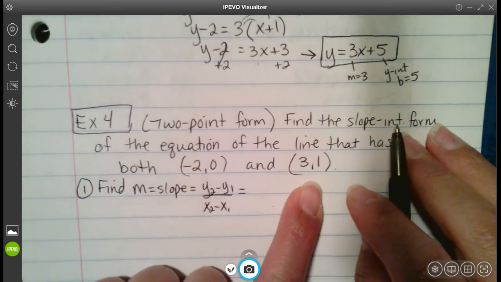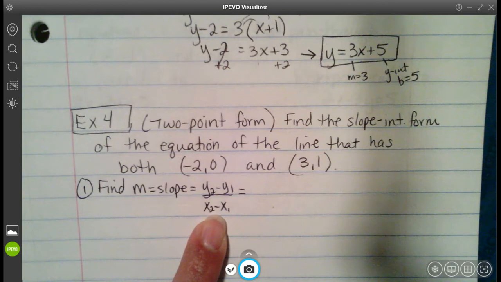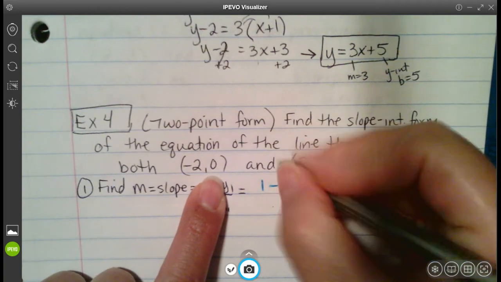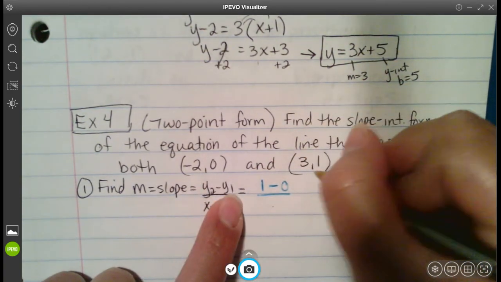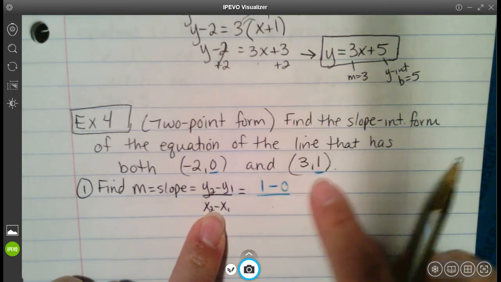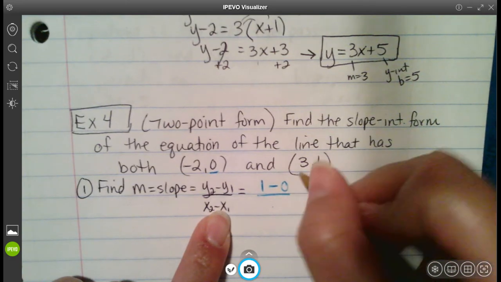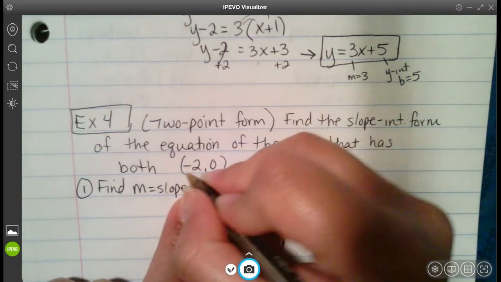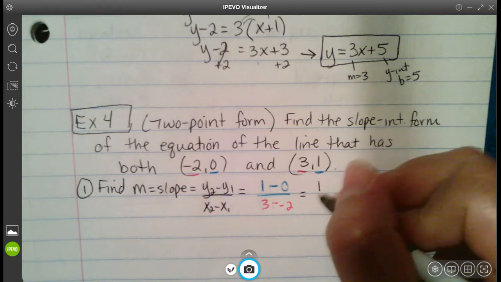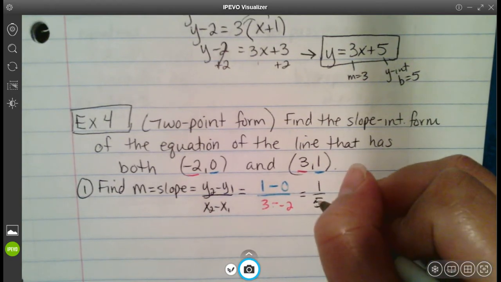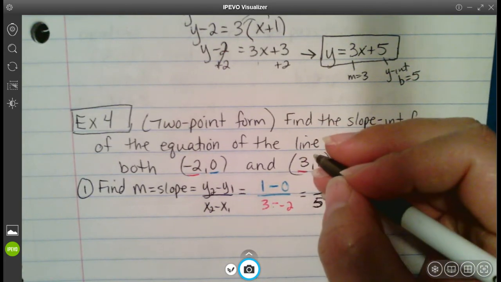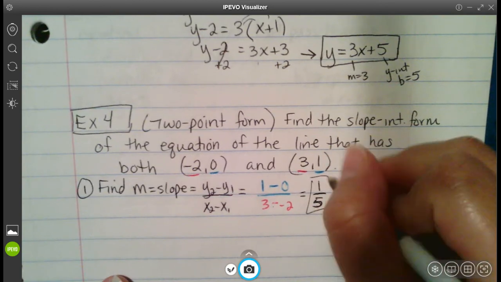If I say that this one is the second point, I'm going to use the 1 first. So it would be 1 minus 0. So I'm looking at my y values, and I can underline them. Okay, look at my y values first. Then I'm looking at the x values. Since I started with this one, I have to do this one first. So 3 minus -2. And that's going to give me 1 over 5. It should look familiar because we actually did this one already. So my slope is 1/5. Okay, so this is our slope.